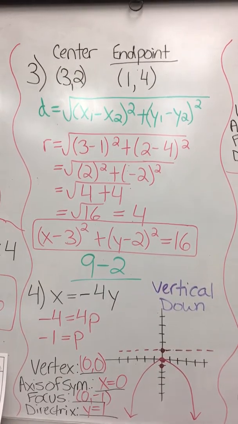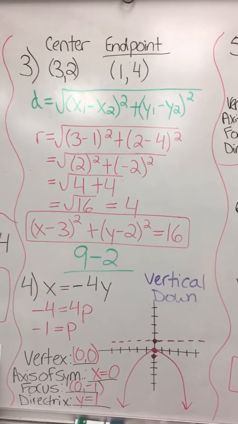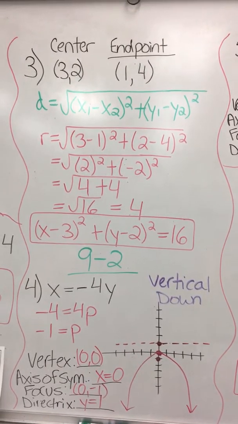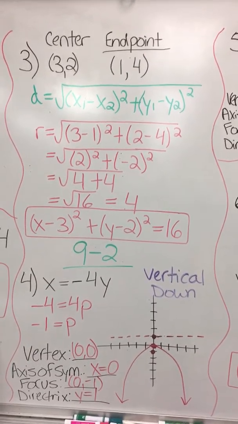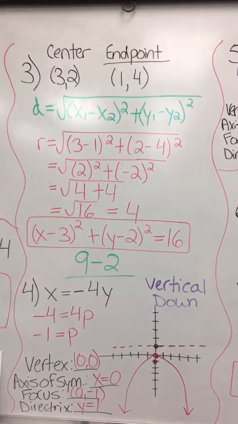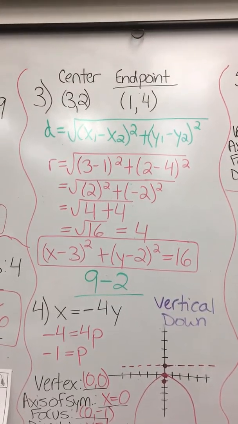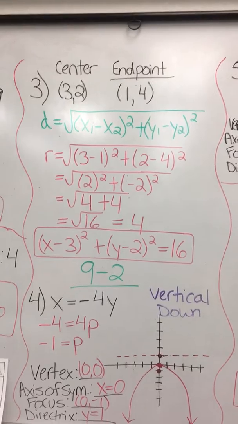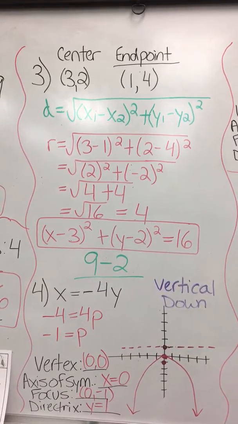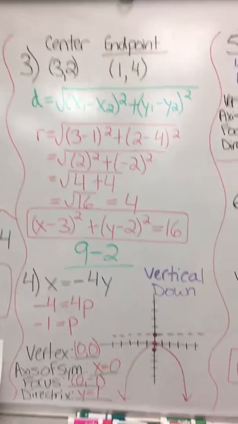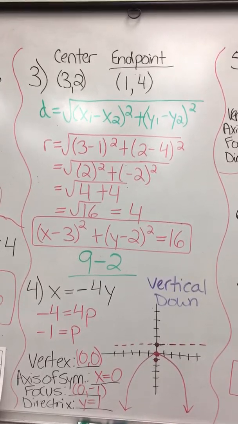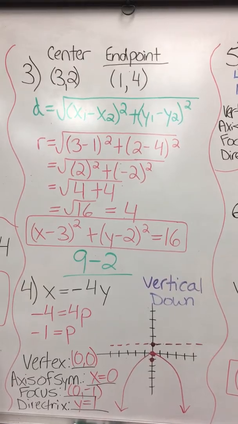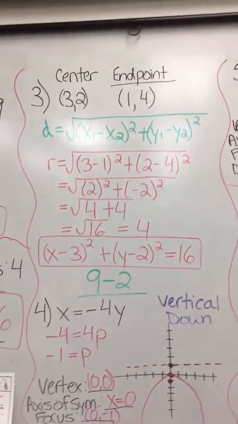So we get 2 squared plus -2 squared, or on the third line, 4 plus 4, which is the square root of 16. The square root of 16 is 4. Then we use that center set of coordinates and the answer from the distance formula, our radius, which is 4, and we get (x - 3)^2 + (y - 2)^2 equals 16. So that is all part of 9-1.